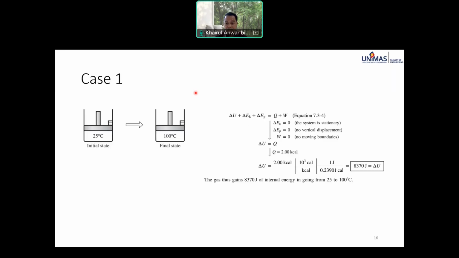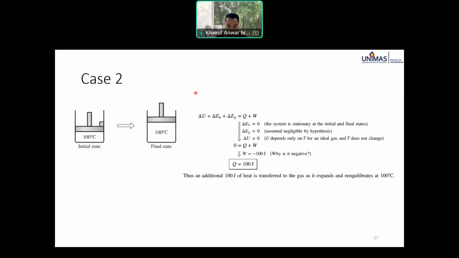So why is it negative? Because any work done by the system means the system loses energy, so W is negative. So the heat is equal to 100 joules. That's an additional 100 joules of heat transferred to the gas as it expands and equilibrates at 100 degrees C.